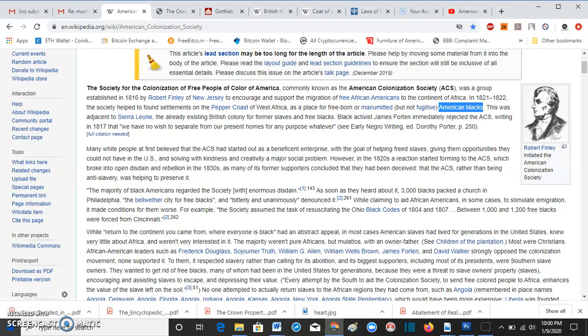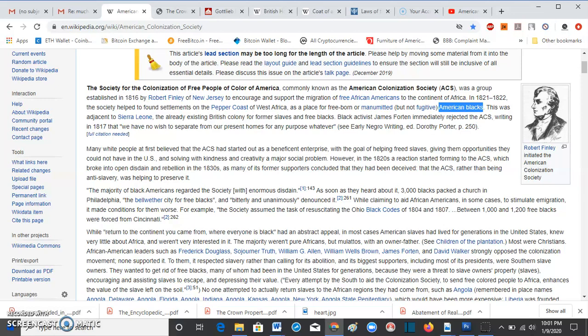in most cases, American slaves had lived for generations in the United States, knew very little about Africa, and weren't very interested in it. The majority weren't pure Africans. You hear that? But mulattoes with an owner father, children of the plantation. Dodger hijack too, because when they're trying to say about mulattoes, Dodger hijack.